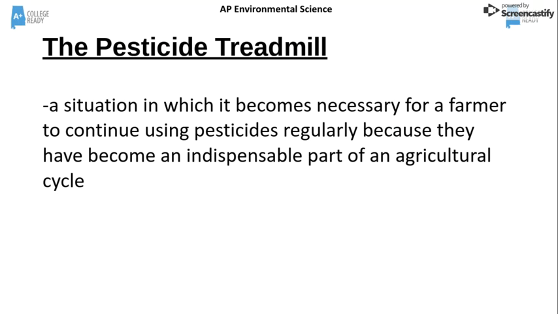Use of pesticides can lead to what is known as the pesticide treadmill. This is the situation in which it becomes necessary for a farmer to continue using pesticides regularly because they have become an indispensable part of the agricultural cycle.